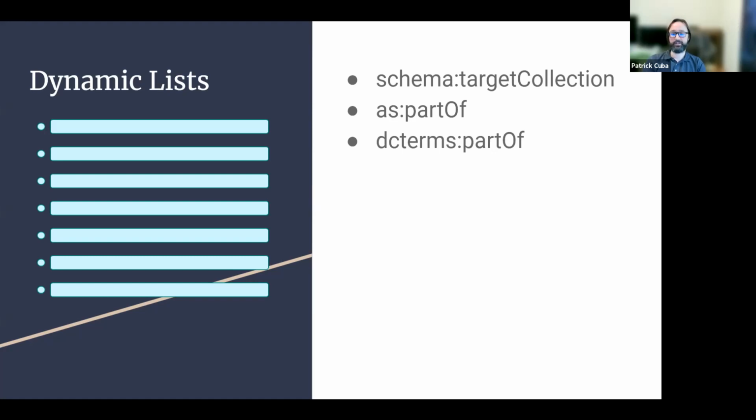So having something like an explicit annotation that says, this is the target collection, works really well. Part of does something very similar, and part of in DC terms is used by IIIF as well, if you're talking about membership of items. Part of is also how you can identify a canvas as being part of a manifest, for example. So it's the way for things to note their parent.